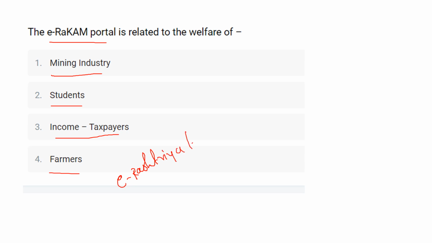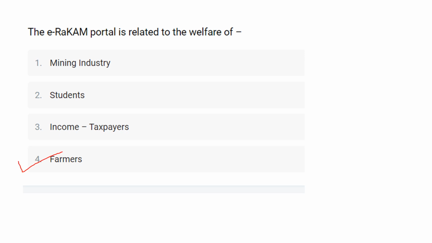So here the E-Rakkam portal, the full form of this is E-Rashtriya Kisan Agri Mandi. Okay, and this portal was launched by Union government to provide a platform for the farmers to sell the agriculture produce. Okay, the prime objective of E-Rakkam is to assist the farmer with the payment directly into their bank account without any intermediaries. Okay, so here the correct answer for this question will be option number 4. E-Rakkam portal is related to the welfare of farmers.